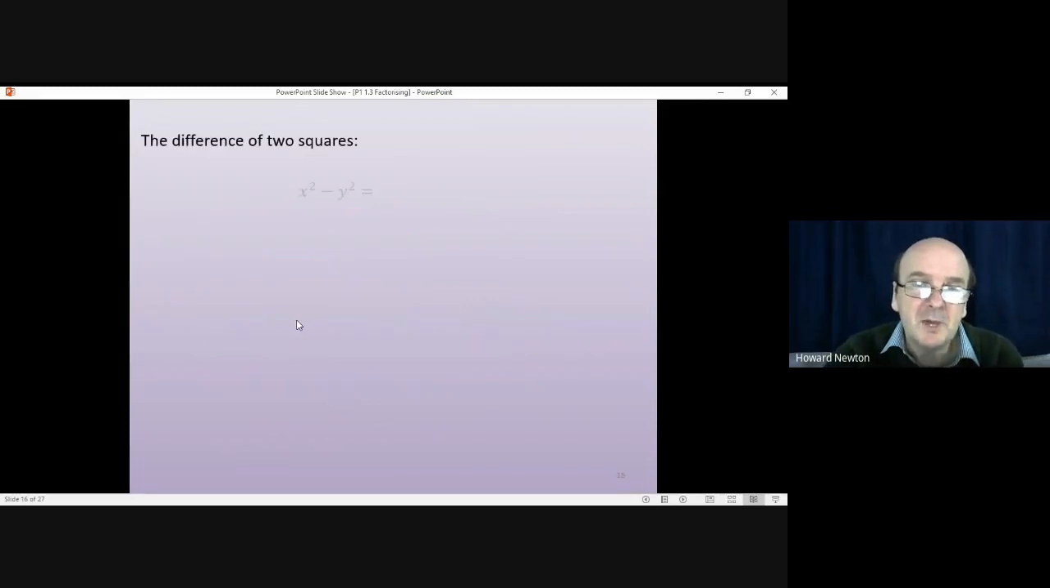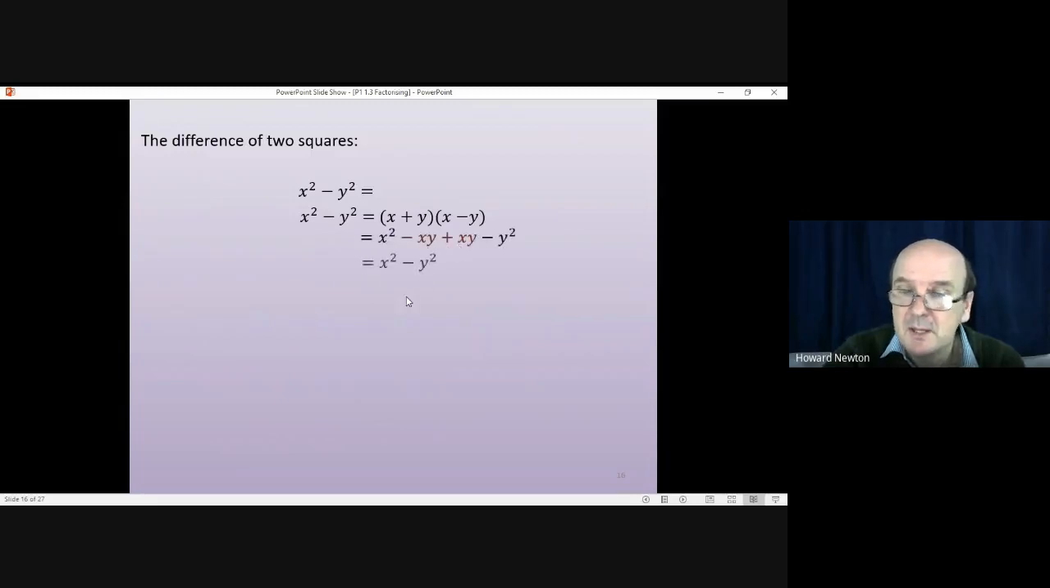Now, the difference of 2 squares is a very particular type of factorizing, which works when you have something squared, take away something else squared. It's a special case. You do need to keep an eye out for it in A-level. It turns up a lot. X squared minus y squared can always be written as x plus y times by x minus y. The 2 middle terms cancel each other out. You get a plus xy and a minus xy, and they cancel out. So you just get x squared minus y squared.